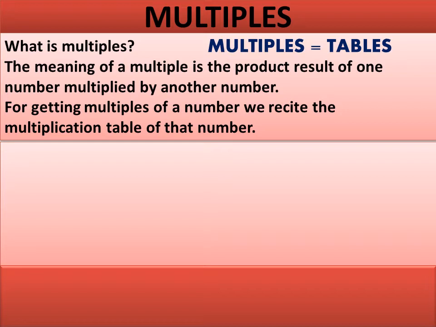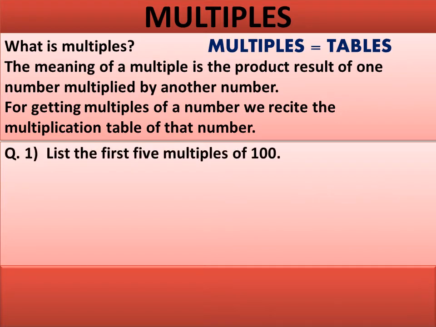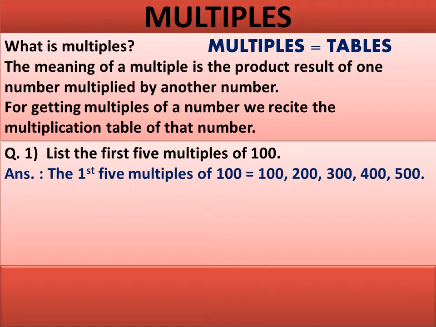For example, let's solve some questions. Question number 1. List the first 5 multiples of 100. Everyone knows the table of 100? So the first 5 multiples of 100 are 100, 200, 300, 400 and 500.